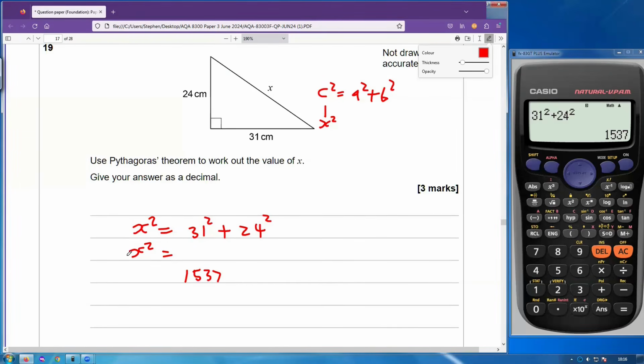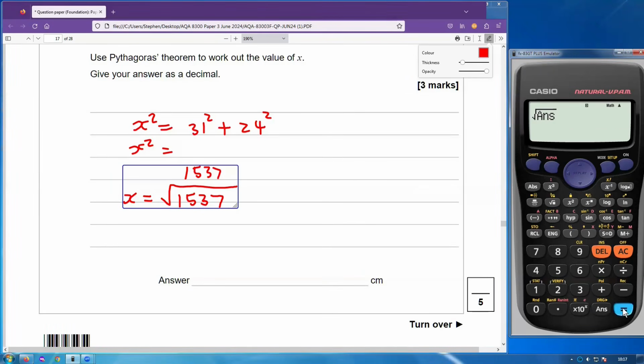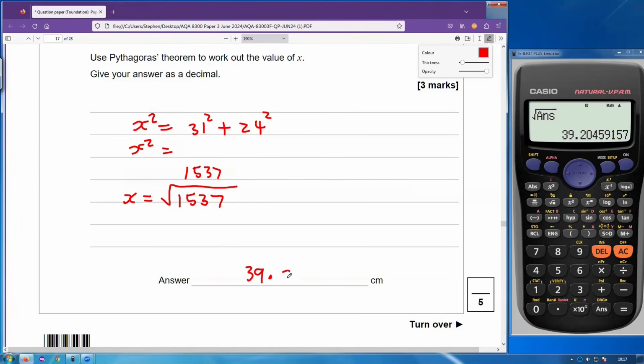And then, just like we did in the other one, we've got to square root both sides to get to x. So x equals the square root of 1537. I've got quite an old video now of moving equations around. I may put a link in. It's called transposition of formula. So we've got a square root, and you just square root the answer. Give it as a decimal, 39.2046, rounding that 5 up by 1. Okay, I think that'll do.